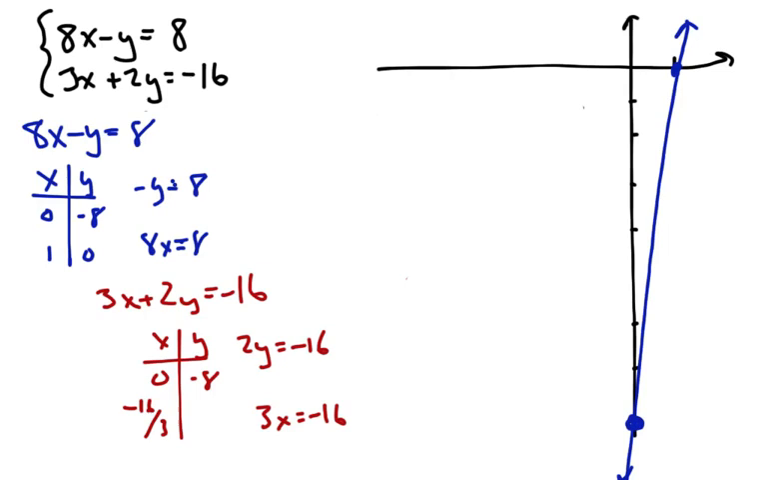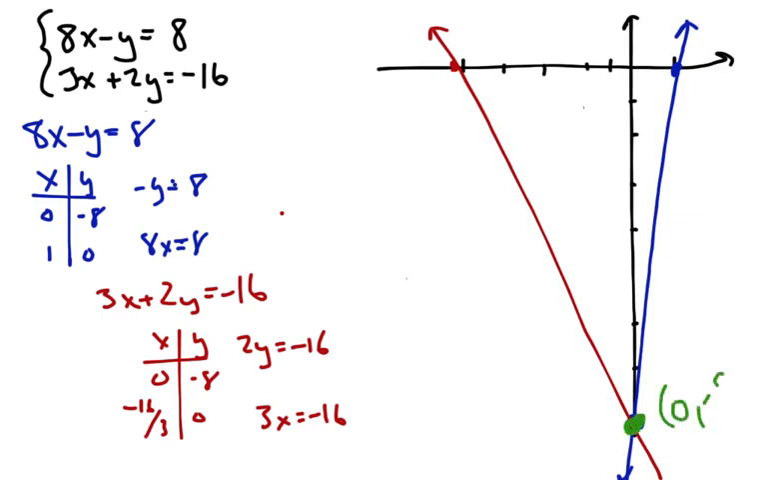Plotting those 2 points, 0, negative 8 is right there. And negative 16/3 is like negative 5 1/3. That's where our point will be. Connect the dots. And there's our line. It looks like the point 0, negative 8 is going to be a solution to our system, so we should plug it in and check. But we don't really need to because we did kind of already do that. And we see that, yeah, 0, negative 8 is a solution to both equations in the system, so we're good.